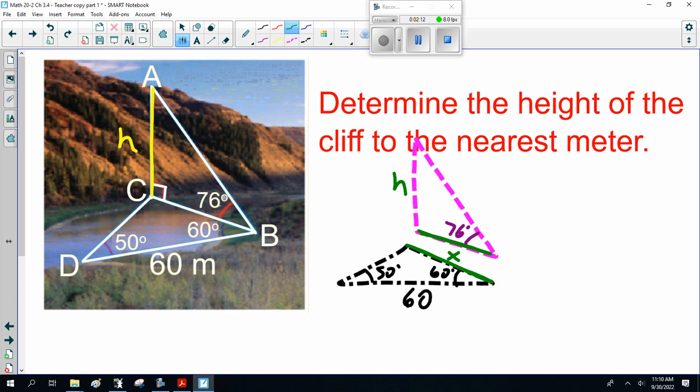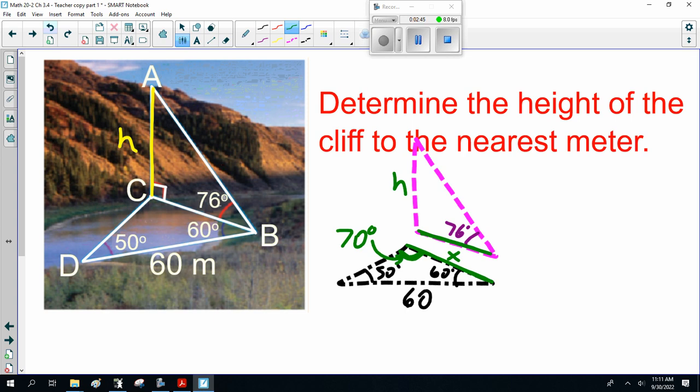Sorry, ladies and gentlemen, I did some stuff in my head and I didn't speak it out loud. Looking at this angle here, 180 degrees minus 60 minus 50 is 70 degrees. So this is not a right angle triangle.